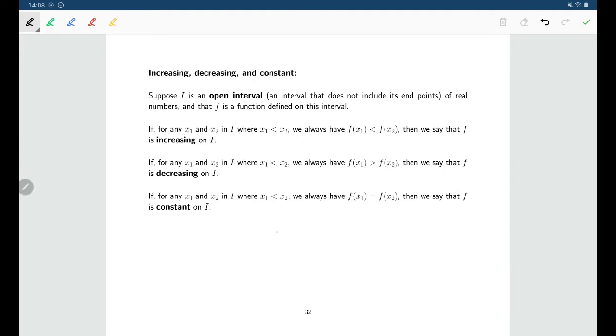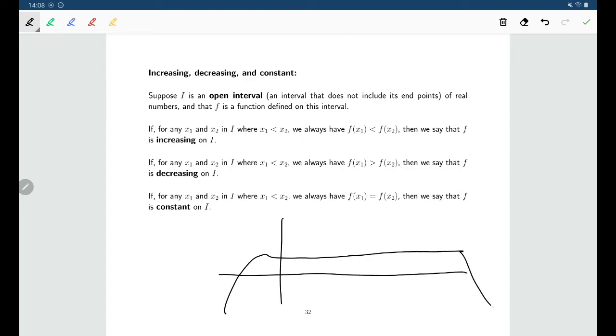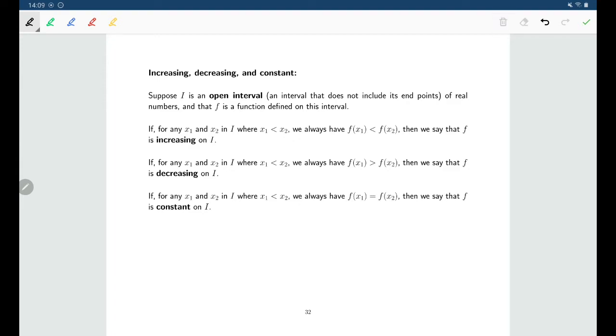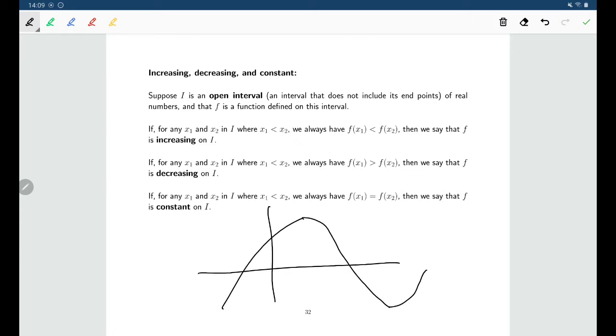Or if you're thinking about things that are constant, in this little interval where things are constant, picking any 2 points you'd like, the first x value and the second x value, they both have the same y values for that little segment of the graph. So this is a fairly natural idea. When a graph is going up, it's increasing. When it's going down, it's decreasing. And if it's horizontal, then it's constant.